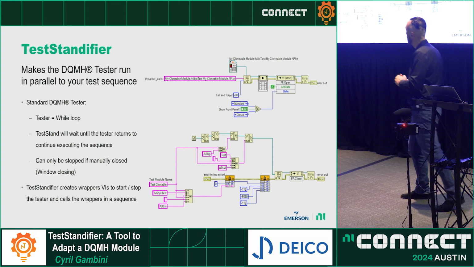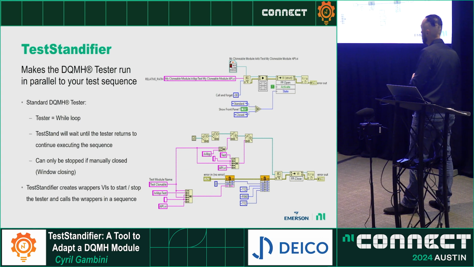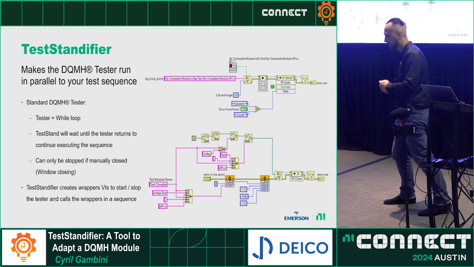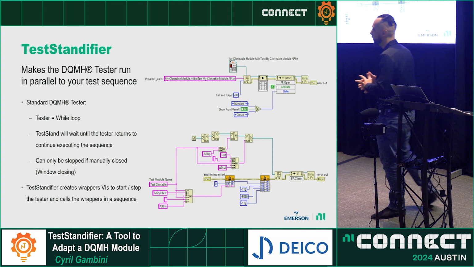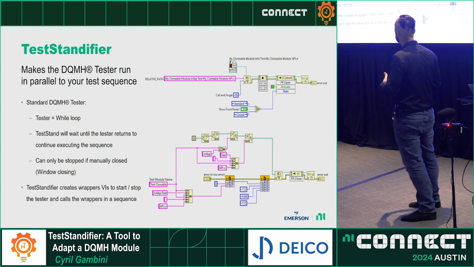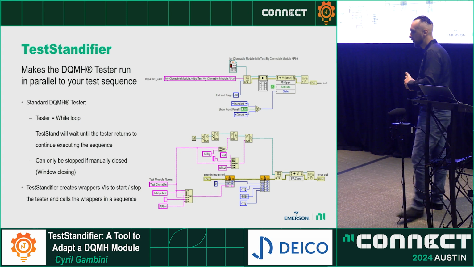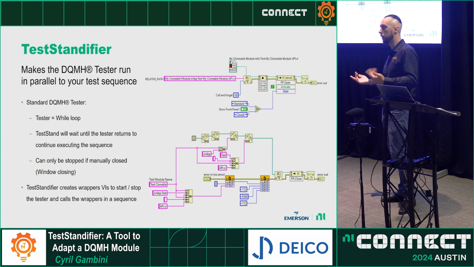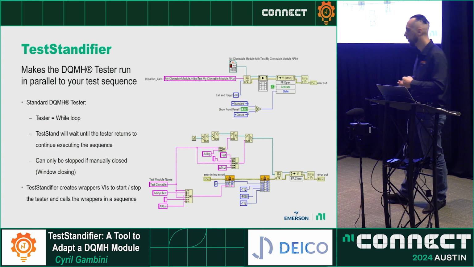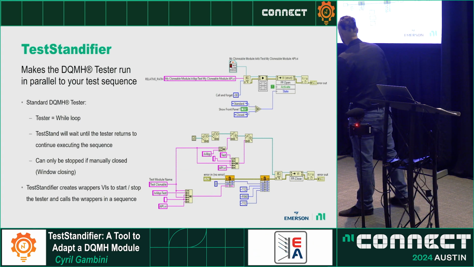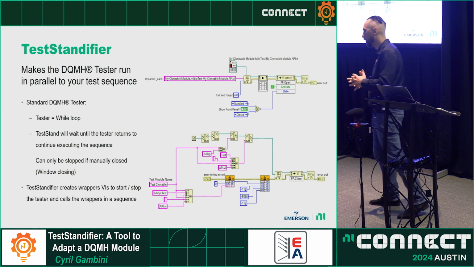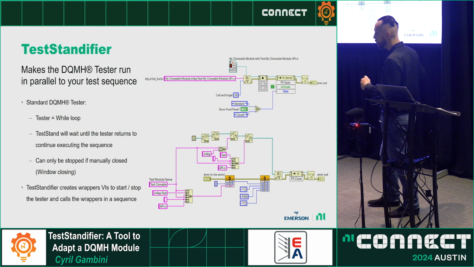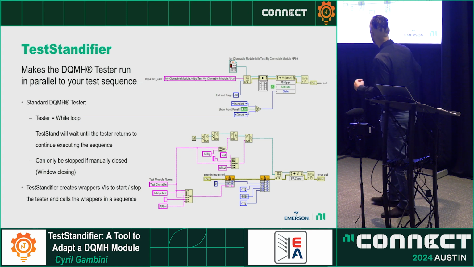Another thing that we do is that we make the DQMH tester runnable in parallel to your sequence. By default, as I said before, the tester is a while loop. So if you launch a tester, it will wait until you close the window. So to stop a tester, you have to close the window. So what we do is modify it slightly, and we create a specific wrapper to programmatically launch your tester in a parallel execution.